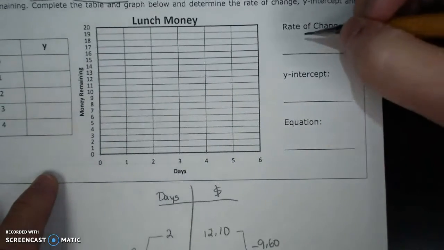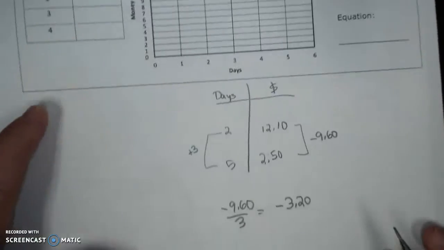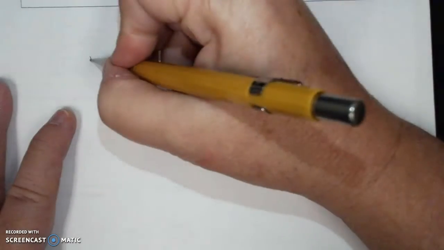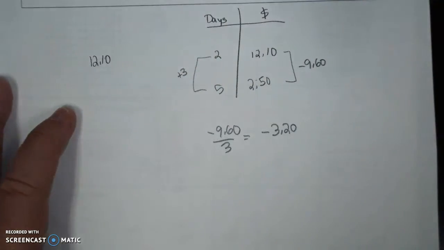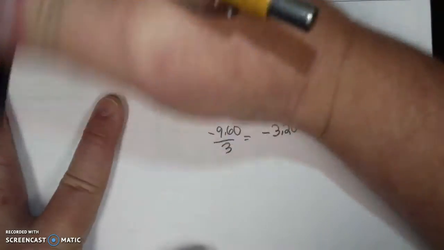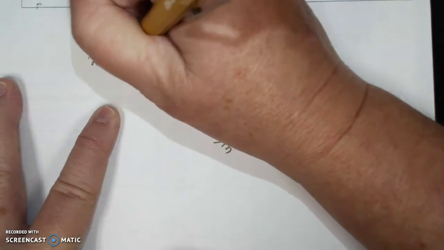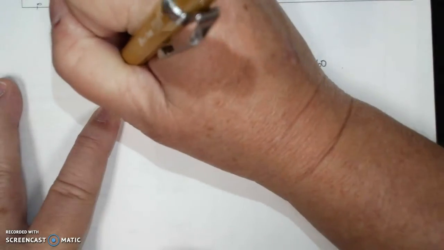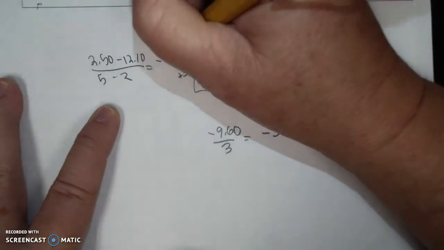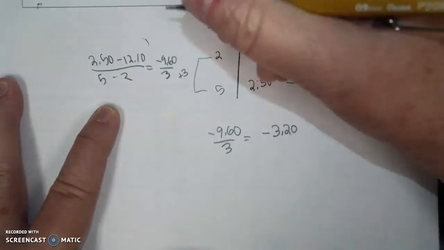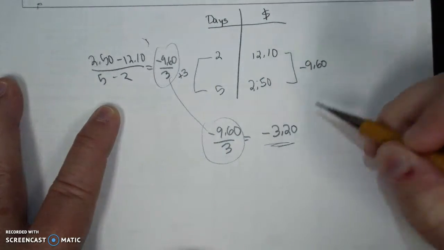So here we go, rate. Sorry, I'm having to slide back up and down. Negative 3.20. Okay. If you wanted to do it by slope equation, I would do y2, which is 2.50 minus 12.10, and 5 minus 2, which would be negative 9.60 over 3, which simplified is still negative 3.20, so it's still the same rate.